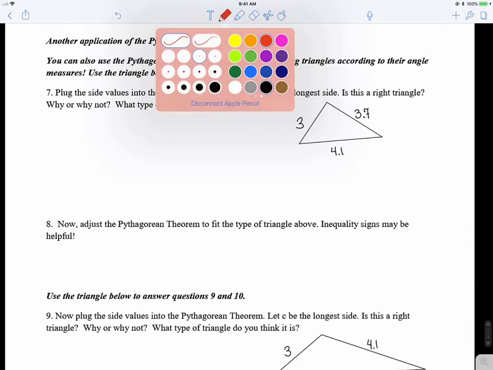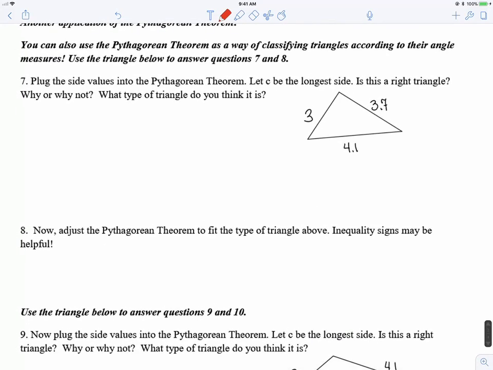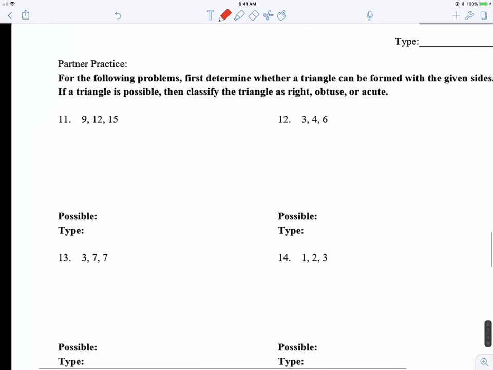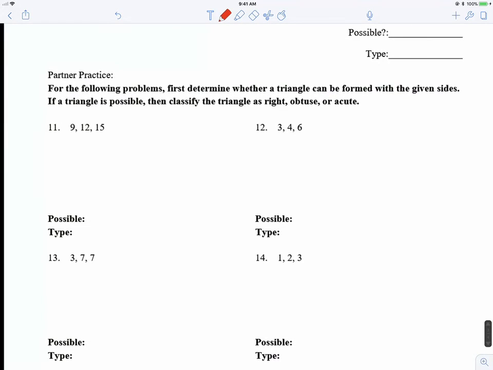I'll do red. Here are some side values. Actually, let's just jump down to some of these examples. For the following problems, first determine whether a triangle can be formed with the given sides. If a triangle is possible, then classify the triangle as right, obtuse, or acute. So I'm going to do the Pythagorean theorem. I have to identify which one is the hypotenuse: the 15, because it's the largest side.